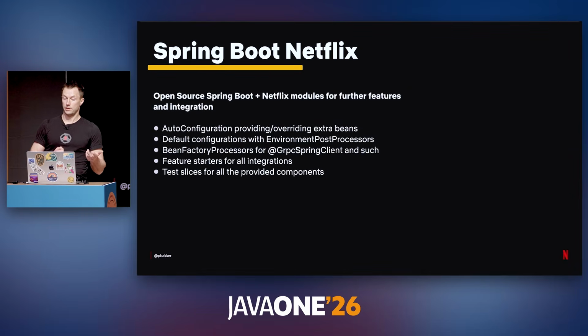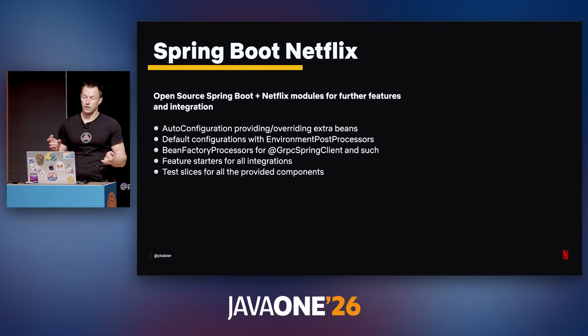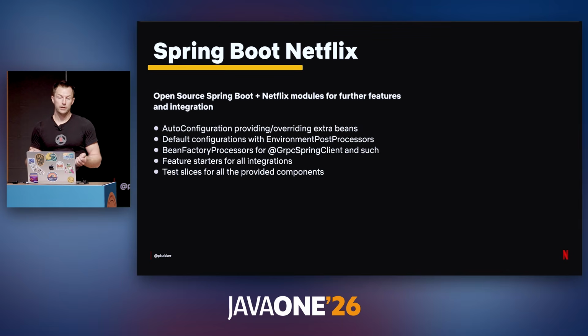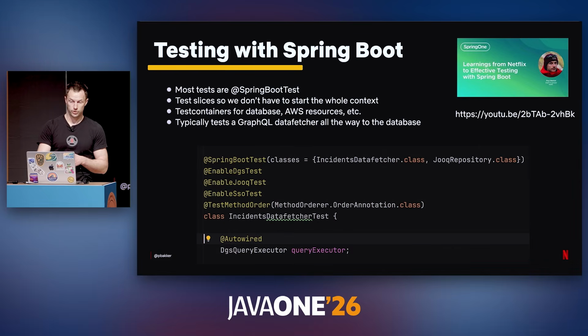For configuration, we use environment post processors. Again, same mechanism as what Spring uses. And then for more complex features, such as gRPC Spring Client to integrate with gRPC, we have some Bean Factory processors, but that's really not even that much. And for all the components and all the functionality that we provide, we also provide test slices so that we can do testing specifically for these parts of the framework. And I have an example of that very soon, actually right now.